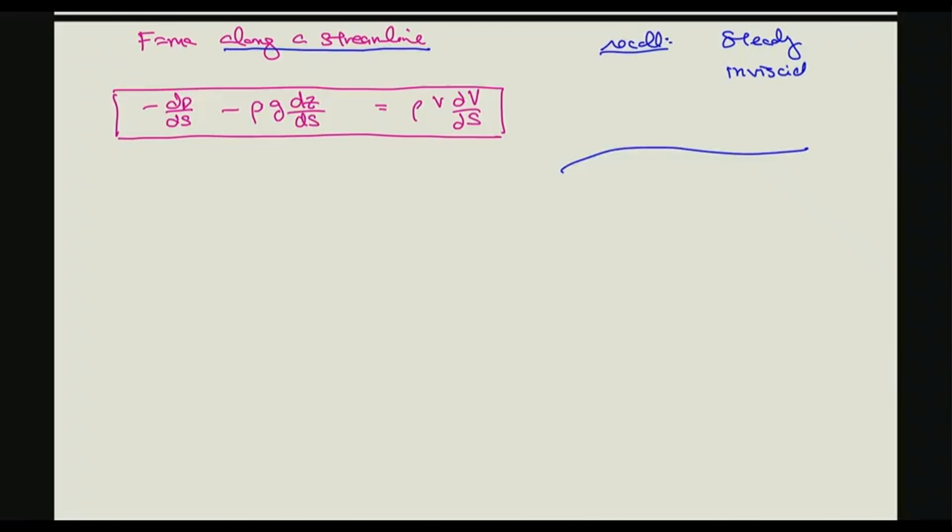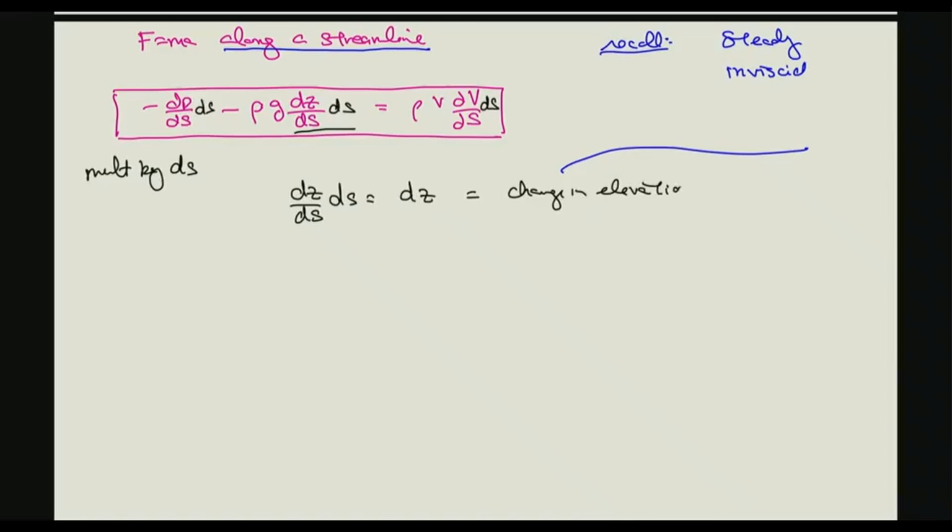let's multiply through by ds. So if we do that, for example, this term here, dz ds, is going to become dz, which is the change in elevation along the streamline direction.